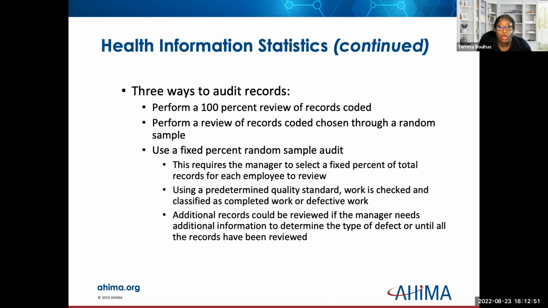Using a predetermined quality standard, work is checked and classified as completed work, or maybe something is wrong with it, so then it is classified as defective. Additional records could be reviewed if the manager needs additional information to determine the type of defect or until all the records have been actually reviewed.